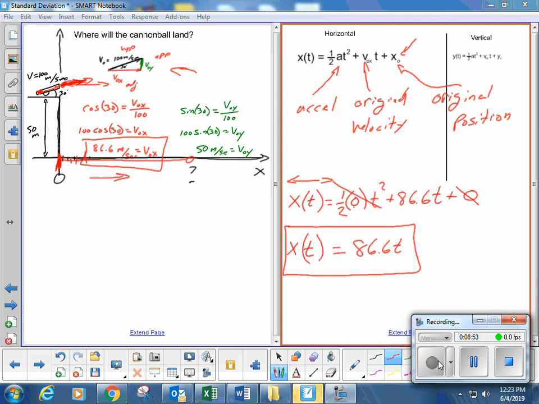It says that the position of this object is going to be 86 meters per every second. So if we wait for 1 second, this thing's going to fly 86 meters. If we wait 2 seconds, it's going to be 86 times 2, whatever it is.